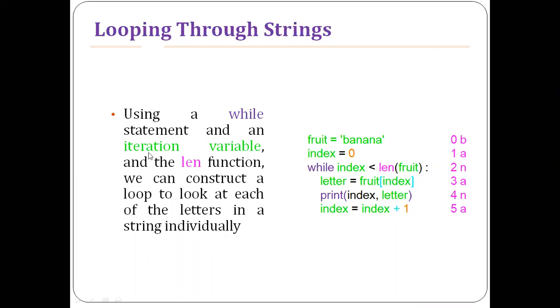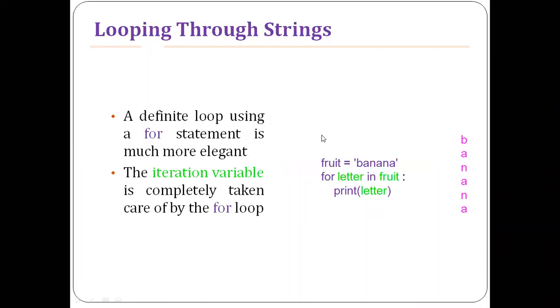You look at this one: by using a while statement, an iteration variable and the length function, we can construct a loop to look at each of the letters in a string individually, right? We can read each character from the string and print it accordingly. And the same thing can be done using the for loop as well. A definite loop using a for loop is much more elegant.